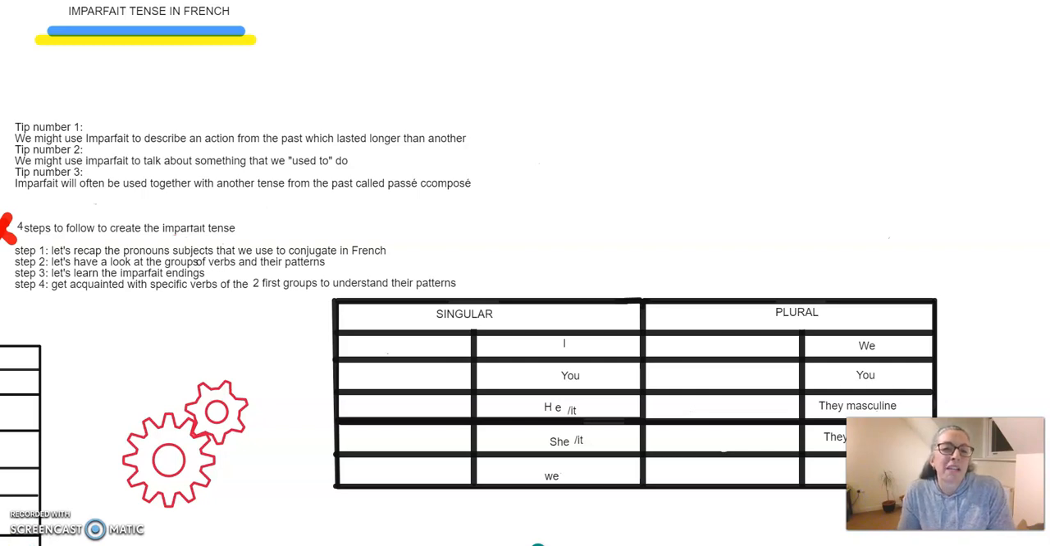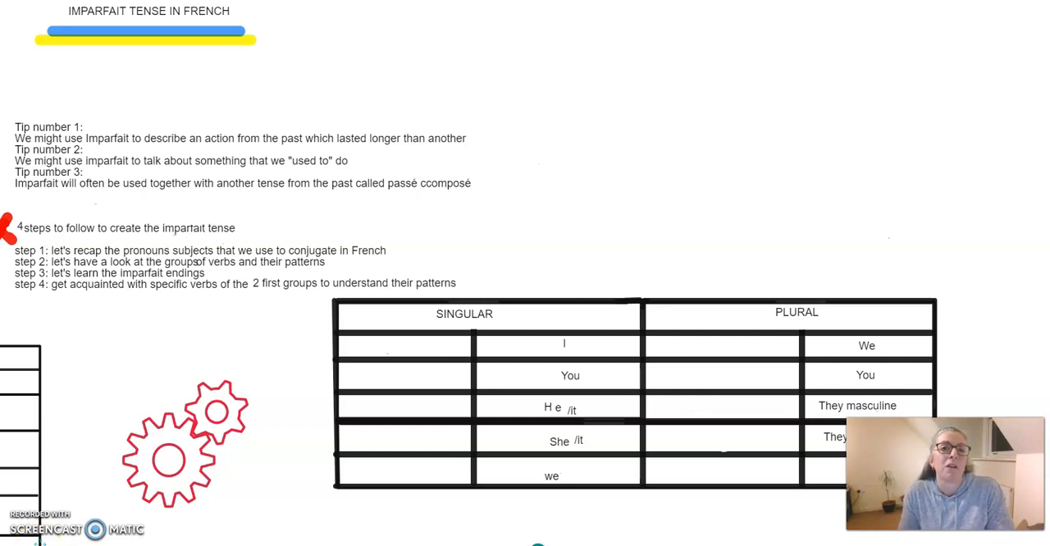You could also translate the imperfect tense by I used to do something, which comes back to the translation I was telling you earlier: a long action, a long duration in time, is represented by the imperfect tense. So today I would like to look at three different things in order to walk you through the composition and the way we employ the imperfect tense in French. So let's have a look at the subject pronouns and how to translate them.